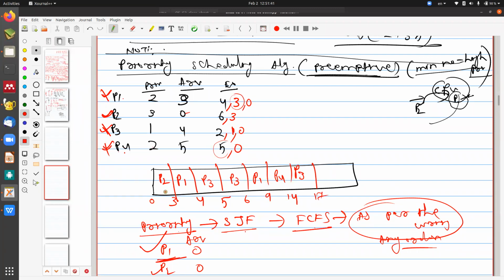So first P2, then P1, then again context switching is happening. Then P3 continues, again context switching happens to P1, again P4 enters, again P3. Okay. So in this manner, this is priority scheduling.